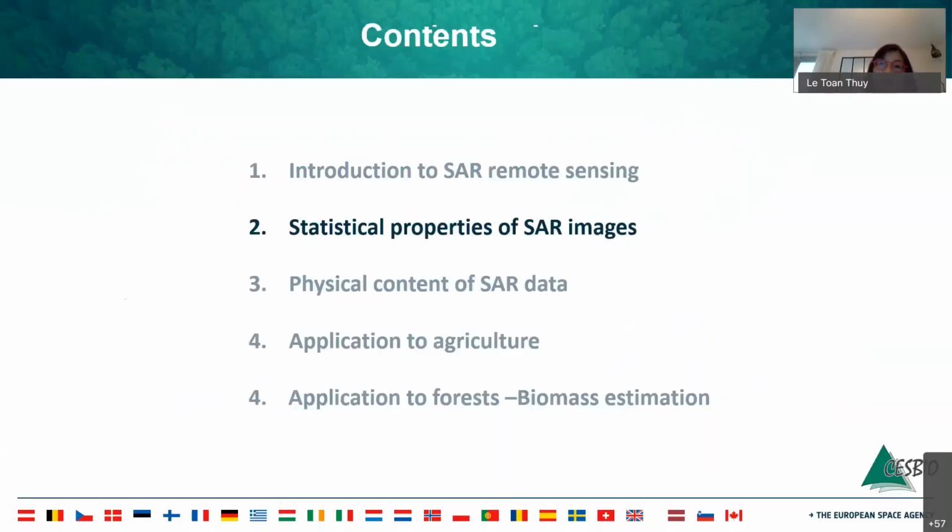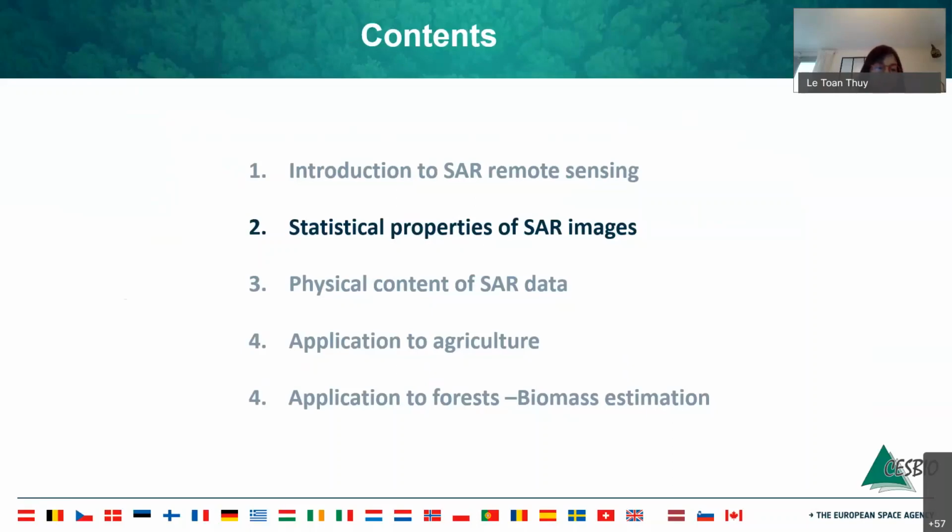The list is very long, but before, radar was used by the military, so a lot of objects were studied by radar. And in the last 20 years, there is more work on natural surfaces, natural media like forest, geology, agriculture, ocean, etc.